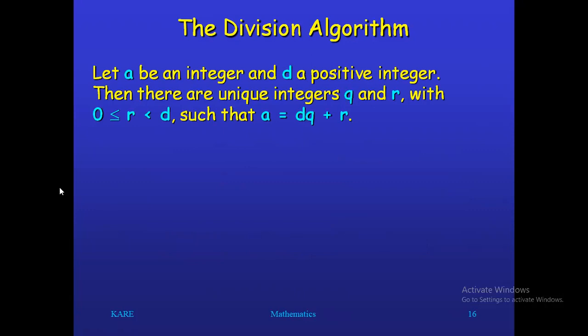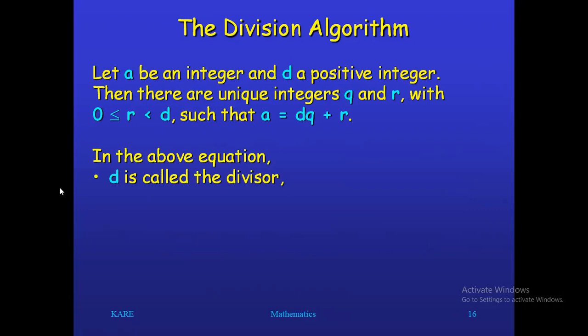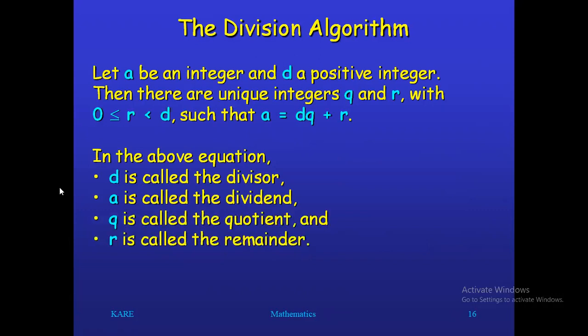The next is the division algorithm. Let a be an integer and d be a positive integer. Then there are unique integers q and r such that r is greater than or equal to 0 and less than d, such that a is equal to dq plus r. In this statement, d is called the divisor, a is called the dividend, q is called the quotient, and r is called the remainder.